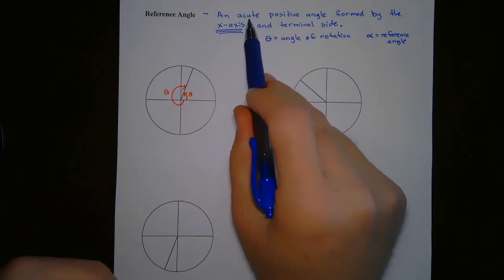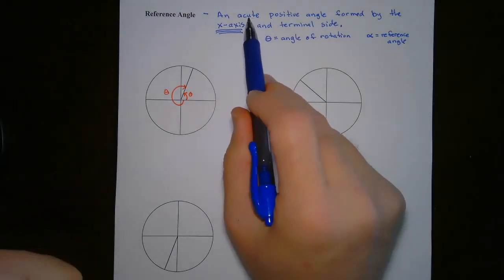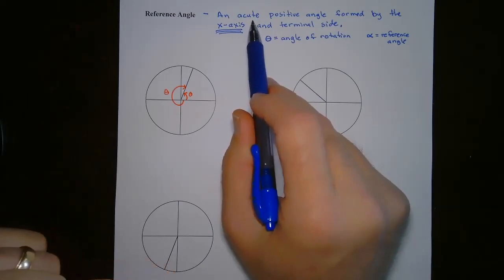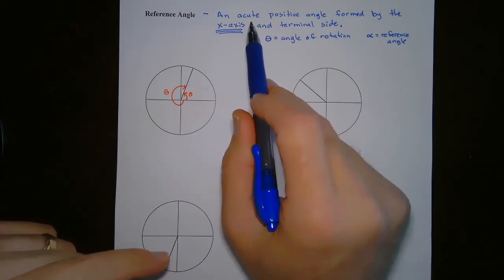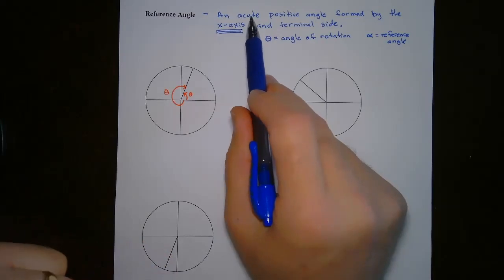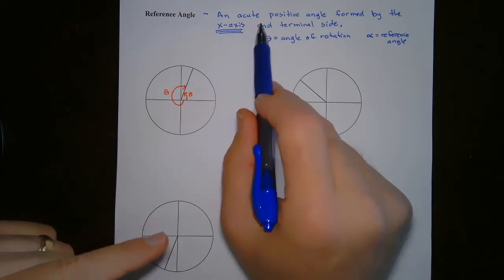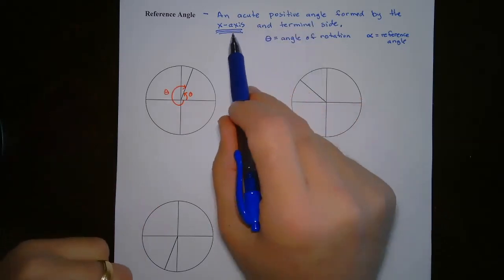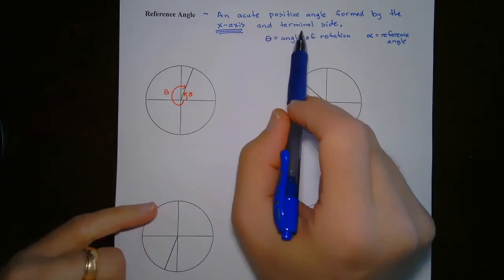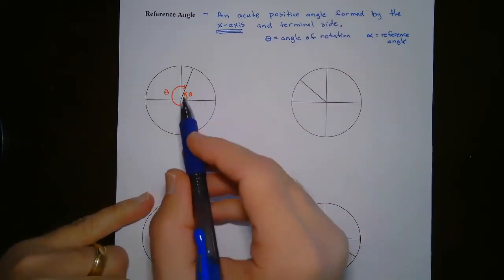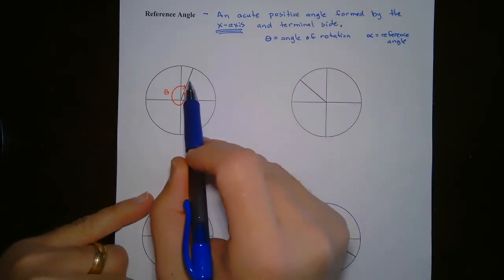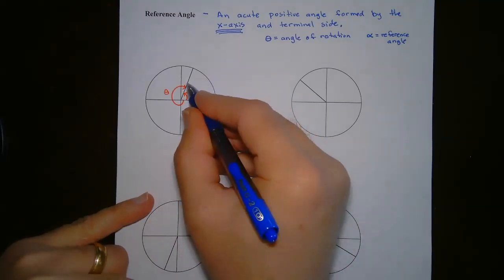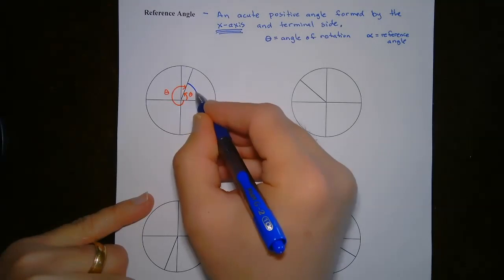Okay, so let's talk about this reference angle. It's an acute angle. Now, what does acute mean? You may not remember that. An acute angle is an angle between 0 and 90 degrees, or in radians, 0 to pi over 2 radians. So this is going to be a small angle, less than 90 degrees. And it's formed by the x-axis and the terminal side.